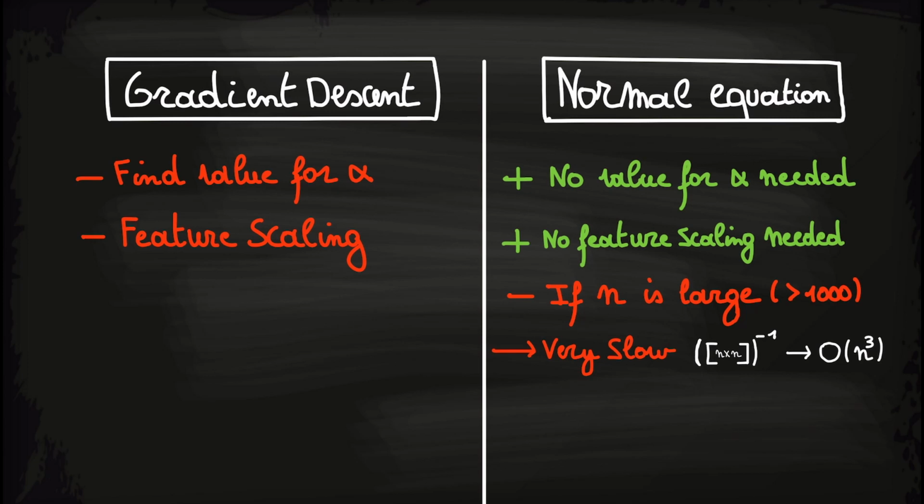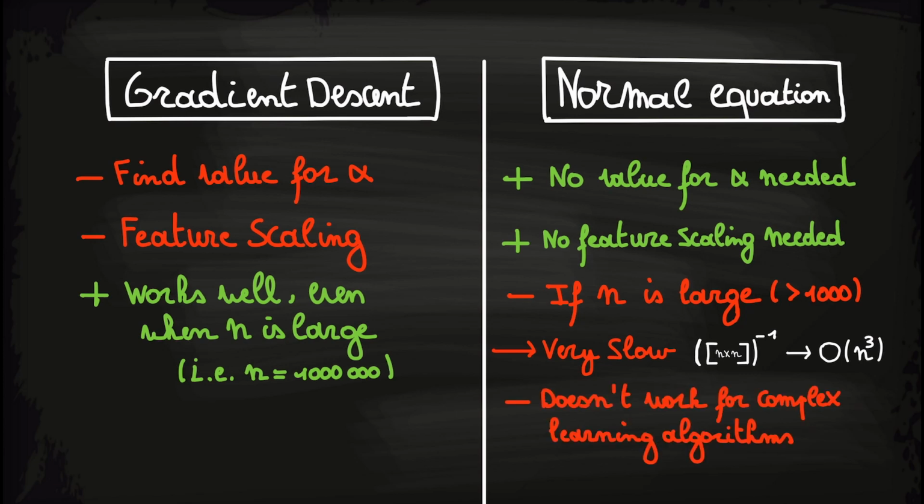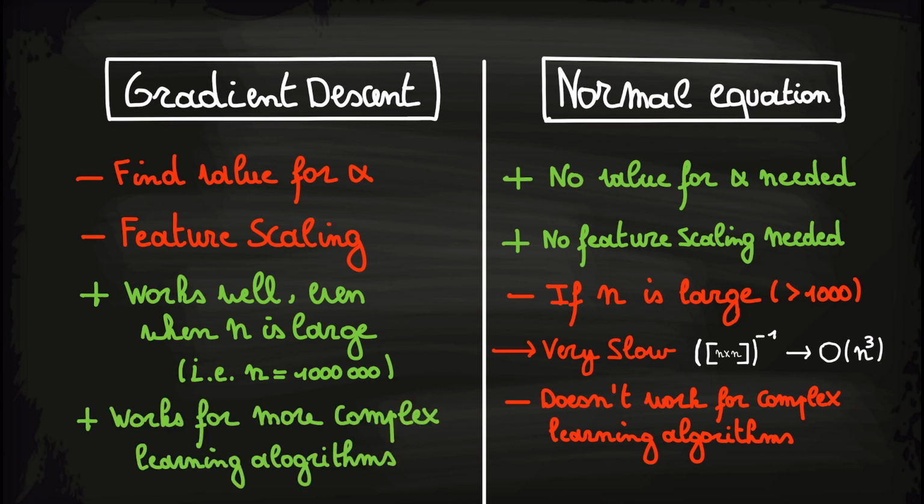On the other hand, gradient descent works well even when we have a lot of features. Gradient descent works well even if we have a million features. And finally, the normal equation doesn't work for more complex learning algorithms like logistic regression. So we can't forget about gradient descent. The gradient descent algorithm still stays very relevant in machine learning.